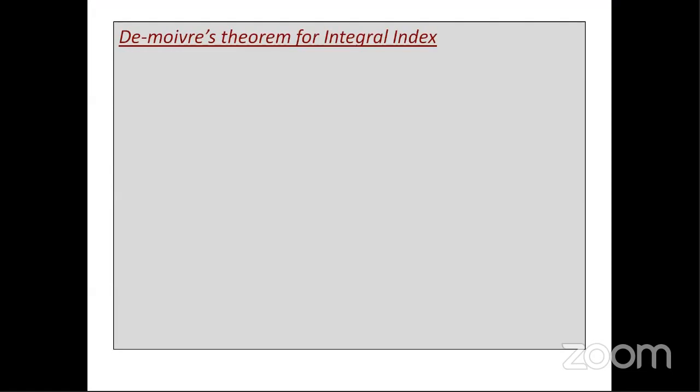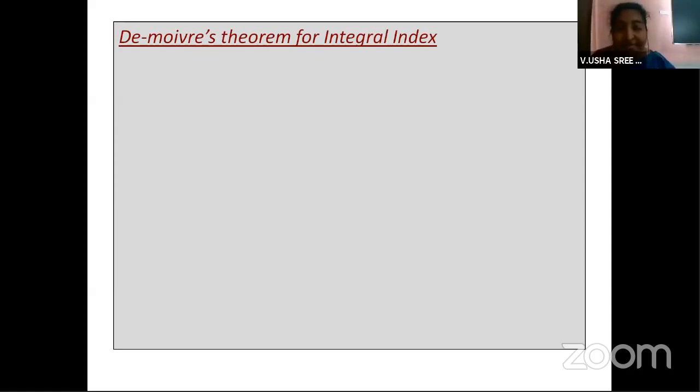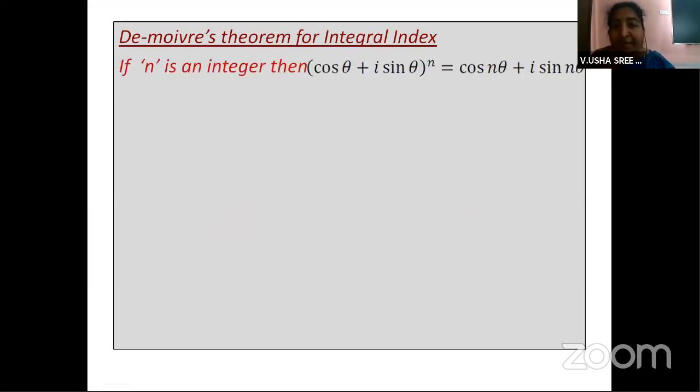Now, De Moivre's theorem for integral index. The theorem statement says like this. If n is an integer, then (cos theta plus i sin theta) whole power n is equal to cos n theta plus i sin n theta. This is the theorem statement. According to De Moivre, he says, if you have (cos theta plus i sin theta) whole power n, where n is some integer, then you can always write this as cos n theta plus i sin n theta.